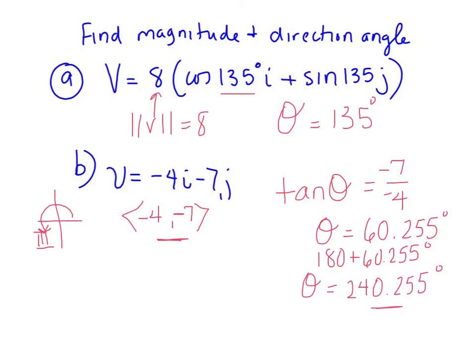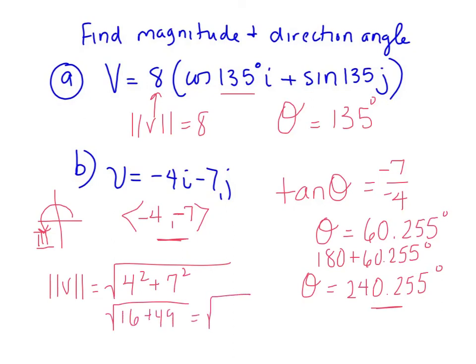All right, now I just need the magnitude. The magnitude of V is the square root of 4 squared plus 7 squared, which is the square root of 16 plus 49, which is the square root of 65. And that's my answer. So there's the short answer, and here's the long answer, and that's how you do it.